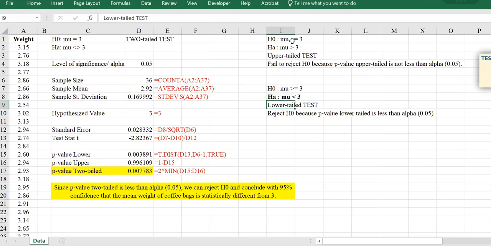In the upper-tailed case, we fail to reject, so we would keep the null hypothesis. Here we actually rejected, so this is what we take. In the upper-tailed case we would say we fail to reject: we don't have enough evidence to say mu is strictly greater than 3. We can't say that mu is greater than 3. It's probably less than or equal to 3.